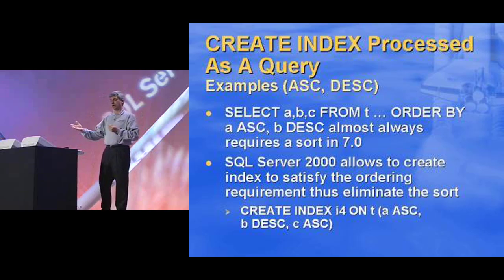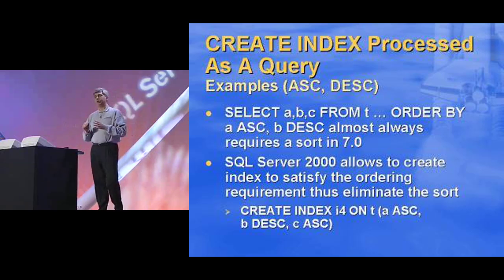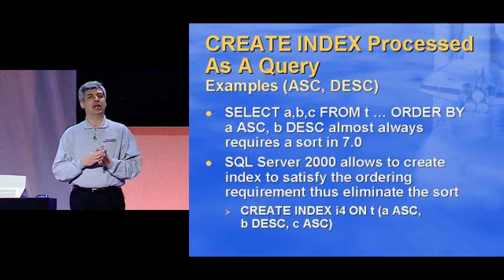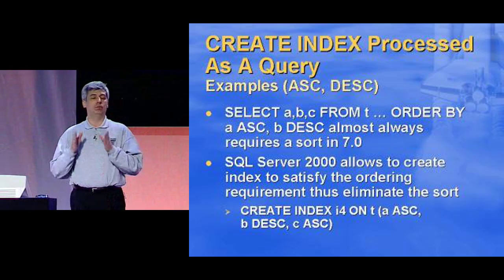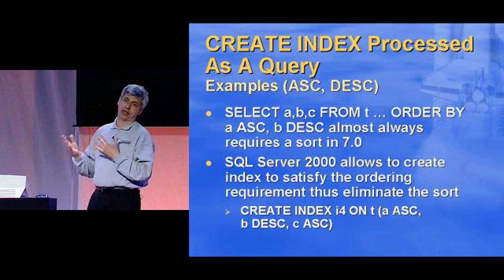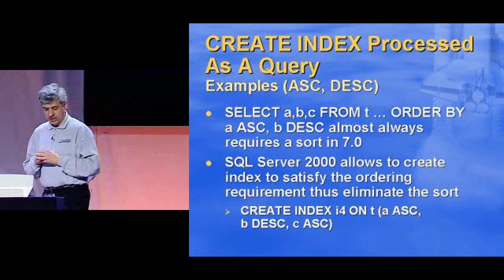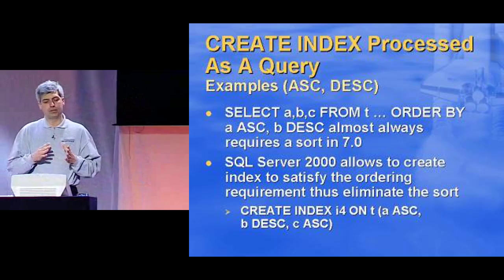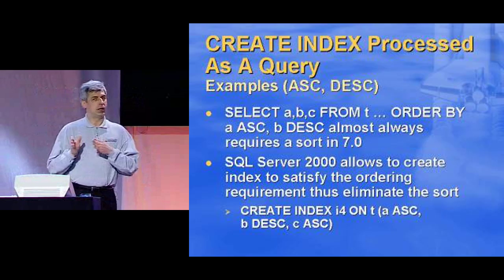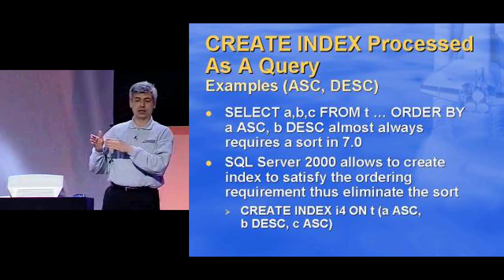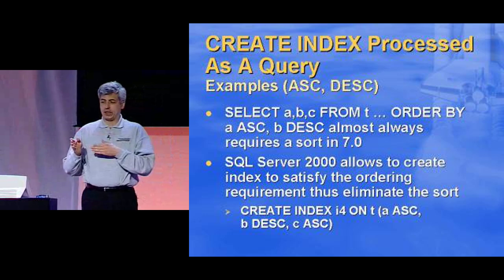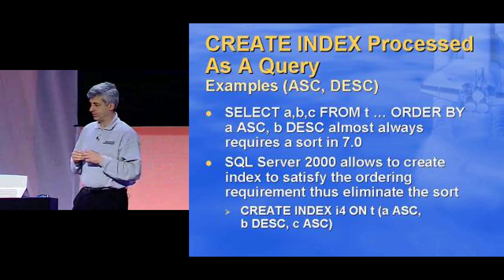Here's an example of a query where I'm ordering on one column ascending and one descending. Even if I have an index on A, B in 7.0, both columns have to be sorted in the same direction. Now I can create an index which will be going on column A ascending, column B descending, column C, it doesn't matter, any direction, and it will be used for the query, and we will save the sort.